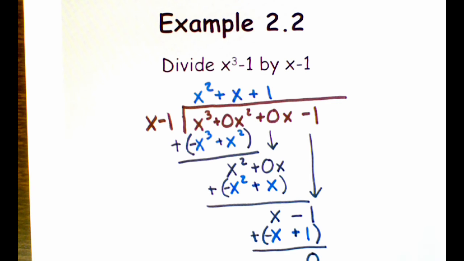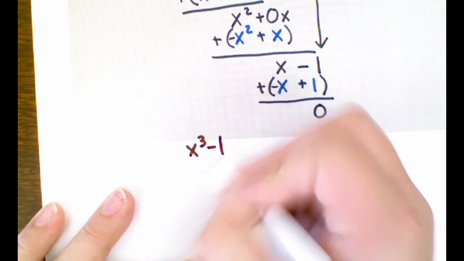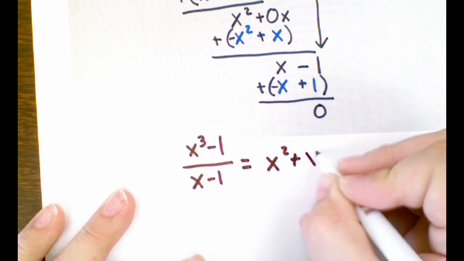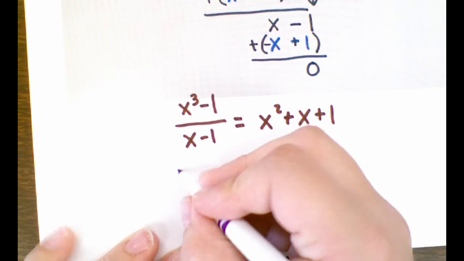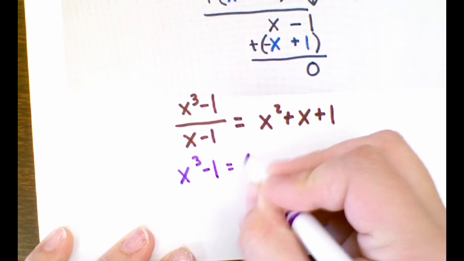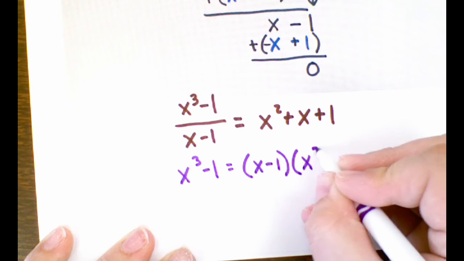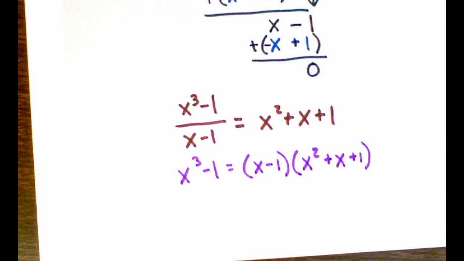So that means x cubed minus 1 divided by x minus 1 is equal to x squared plus x plus 1. This also means that I could rewrite x cubed minus 1 as x minus 1, what I divided by, times my quotient, plus the remainder, but there was no remainder.